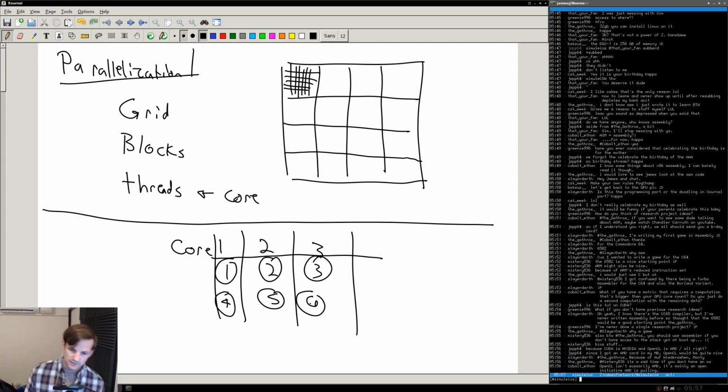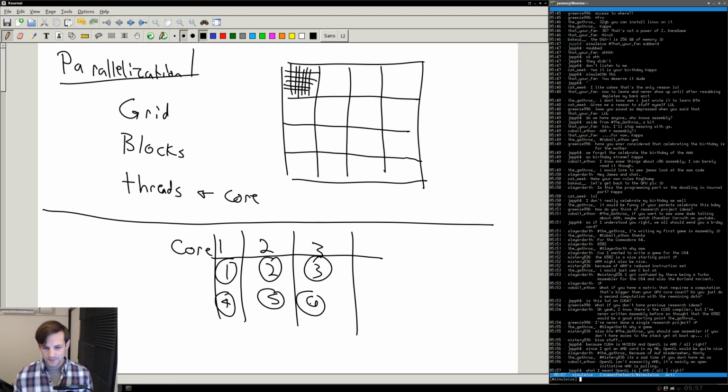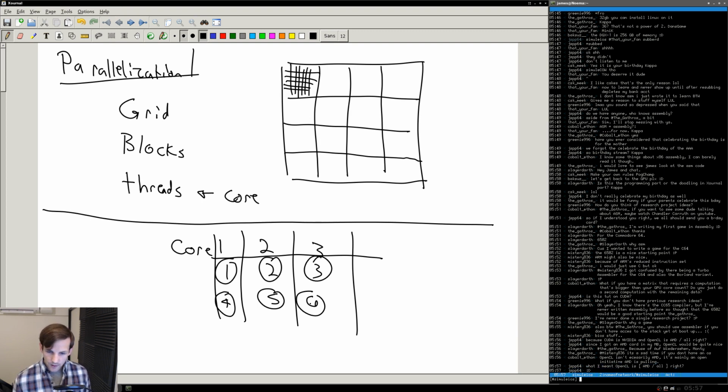I know there's a CC65 compiler, and I've never written assembly before. I'm missing some stuff. I've never done a single research project. Let's see. I mean, you'd have to talk to a professor or something. By the way, Gathros, you should use assembler if you don't have access to Stack yet at boot up.